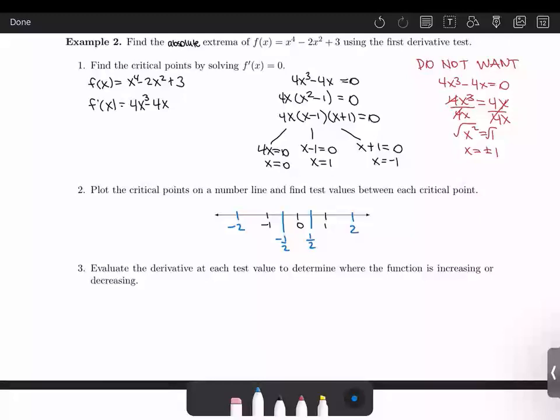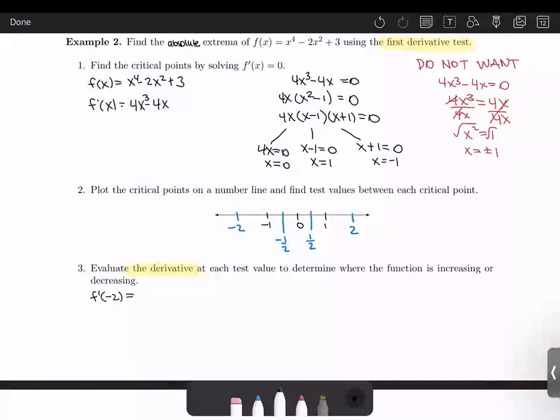These may have been what you wanted to choose. They may not have been, and it's fine if you want to choose something different. The only thing that we need to remember is that they just have to be between but not equal to these values. So next, we're going to evaluate the derivative at each test value to determine where the function is increasing or decreasing. One thing to notice here is that if we are finding the absolute extrema using the first derivative test, that means we are evaluating the derivative at these values, not the original function. So we're finding the derivative at negative 2, first of all.